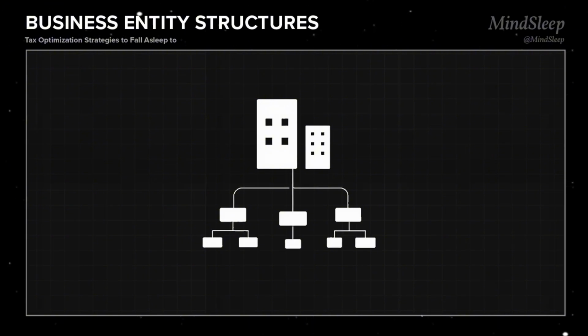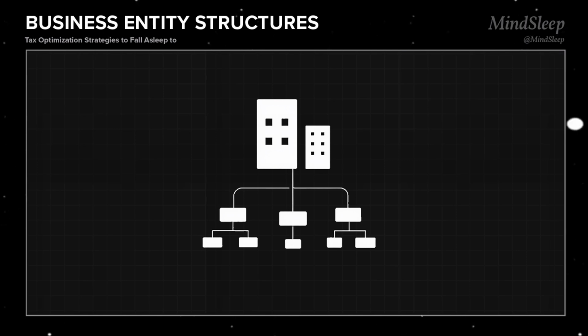For businesses operating across borders, the interplay between different countries' tax systems can create both pitfalls and opportunities. For example, certain entities might be treated differently for tax purposes in different jurisdictions, a situation known as a hybrid mismatch. While tax authorities are increasingly cracking down on aggressive uses of these mismatches, they remain an important consideration in international tax planning.